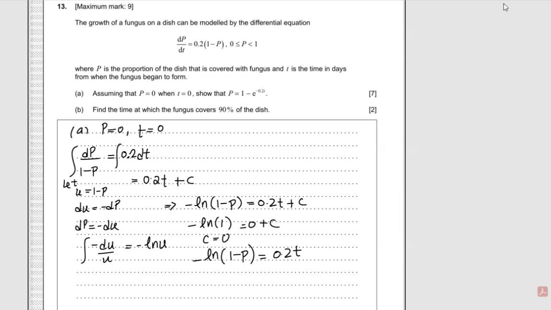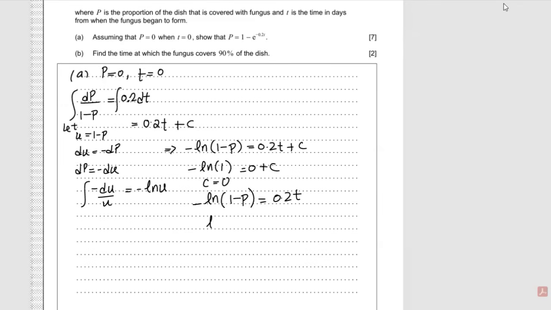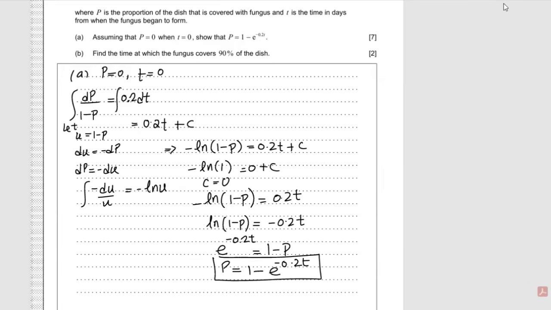Now keep an eye on what you are trying to show. We can see that they have made p the subject. So first we multiply both sides by negative 1, then convert to exponential form. So this goes into the natural exponential function, since the natural log has base e, equals 1 minus p, and hence p will be 1 minus e to the power minus 0.2 t. Here we go. All right.